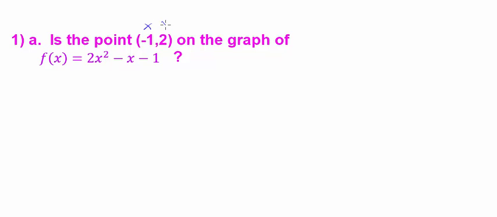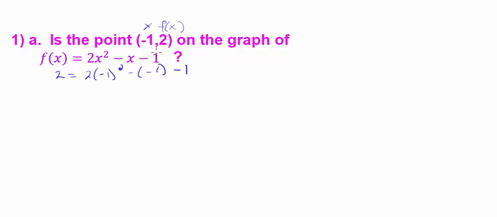Typically, we would write this as y, but remember y is the output variable for an equation. We have a function, so in this case the output variable is actually equal to f of x. So we will substitute 2 for f of x. So this will be 2 is equal to 2 times negative 1 quantity squared minus negative 1 minus 1.